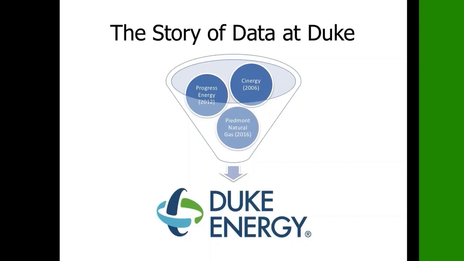So the story of data at Duke, and that's kind of hard to read, but I'll read it to you, no worries. Over the last 10 years, we have acquired several rather large utilities. As anybody who's been a part of a merger knows, when that happens, you get about 200 different ways of doing things all under one roof. Back in 2006, we acquired Synergy, which was actually a merger in and of itself between the Cincinnati Gas and Electric Company and PSI. That is where we extended into the Midwest. We acquired Progress Energy in 2012, which allowed us to acquire significant land in Florida. And most recently, last year, we signed a deal to acquire Piedmont Natural Gas in North Carolina.